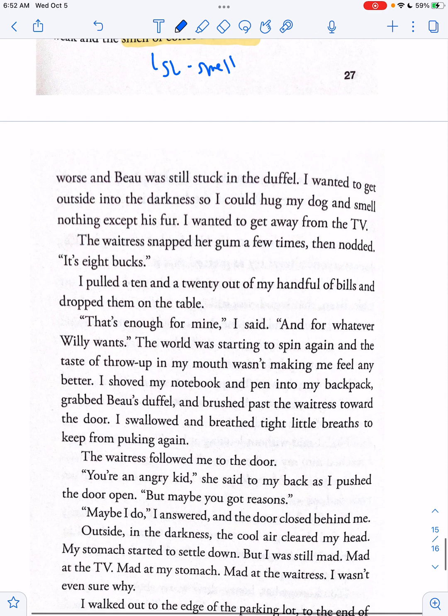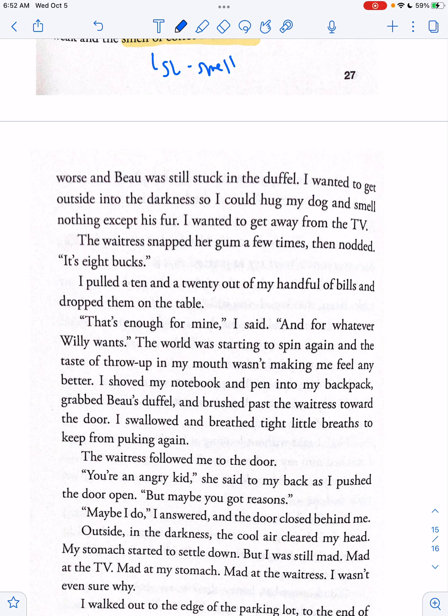The waitress snapped her gum a few times and nodded. It's $8. I pulled a 10 and a 20 out of my handful of bills and dropped them on the table. That's enough for mine, I said, and for whatever Willie wants. The world was starting to spin again, and the taste of throw up in my mouth wasn't making me feel any better. I shoved my notebook and pen into my backpack, grabbed Bo's duffel, and brushed past the waitress toward the door.